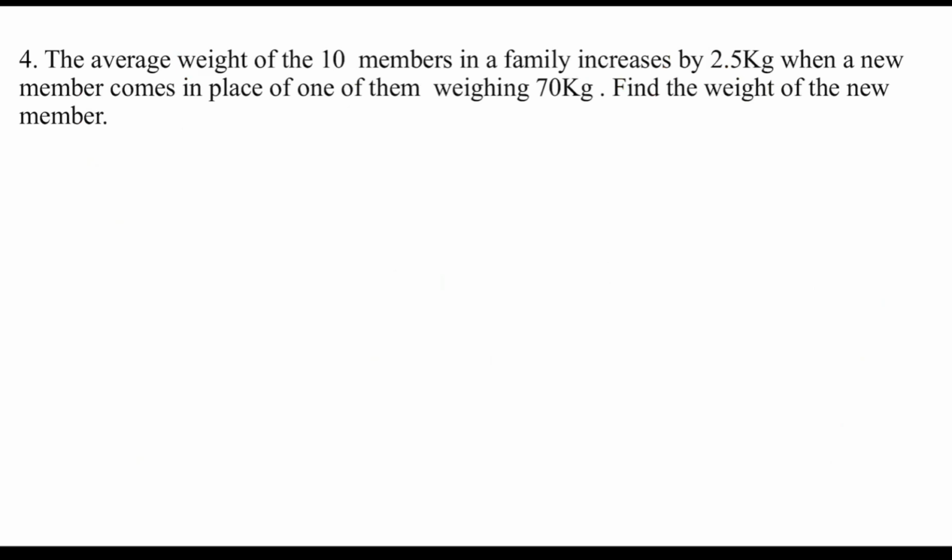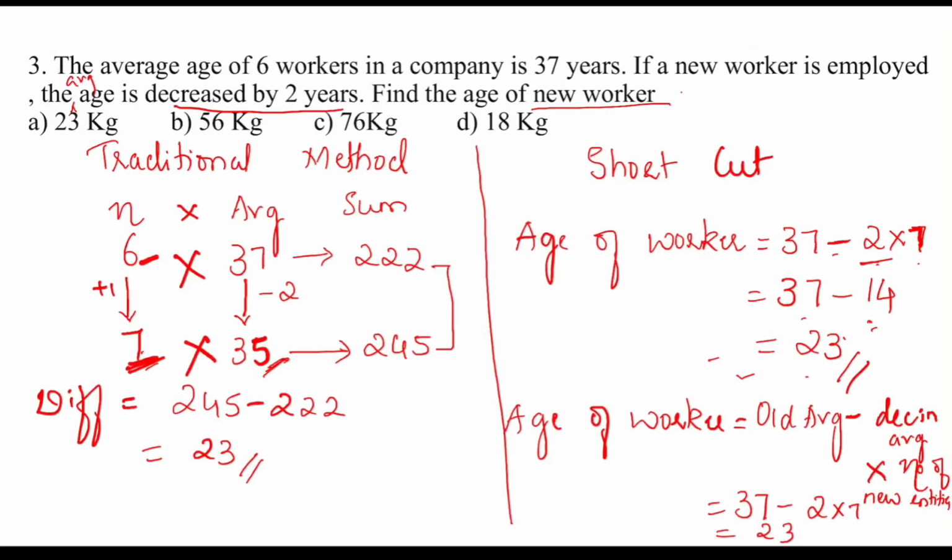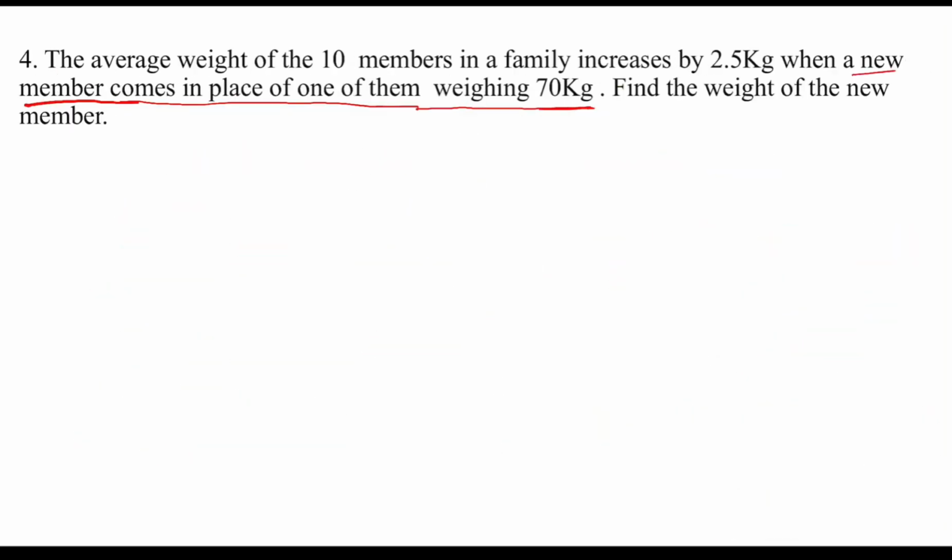Here the new member is replacing the old member. A new member comes in place of them, which means one member is going and one member is coming. He is replacing a person who is weighing 70 kg. So the new member who is coming, his weight will always be more than 70 kg.